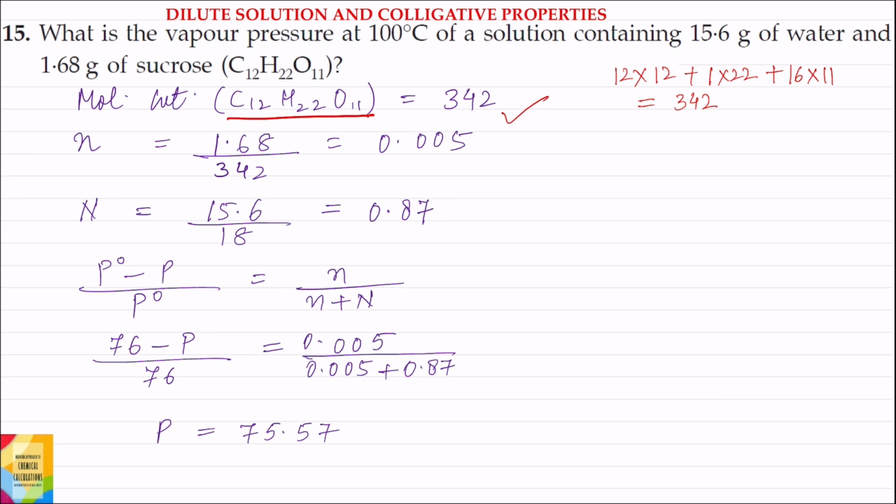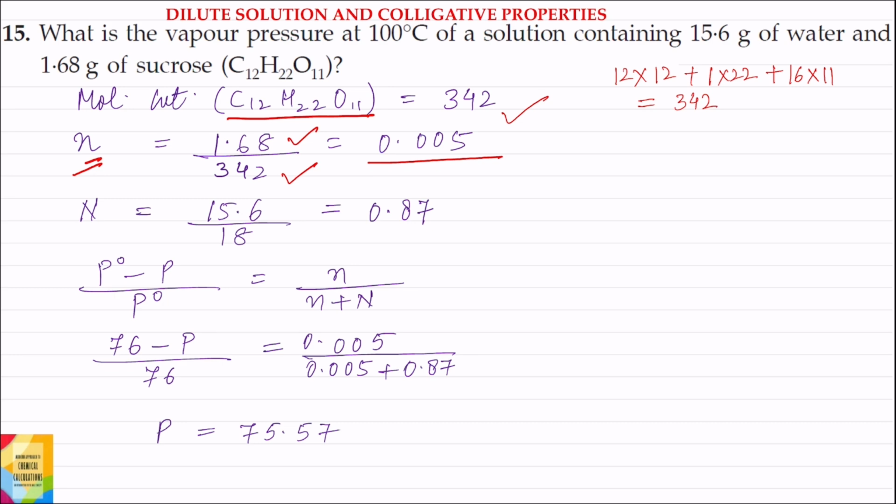Now from this moles of sucrose. Moles of sucrose होगा weight of sucrose, that is 1.68, divided by molecular weight of sucrose, that is 342, and this is equal to 0.005 moles. अब sucrose का solution prepare किया गया है water में. So we will find out moles of water also.